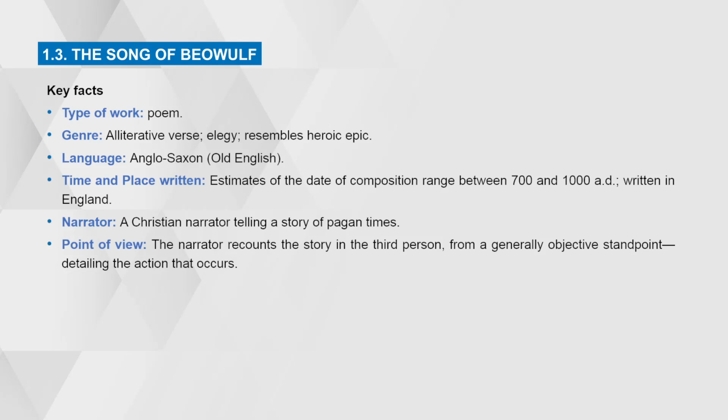What about the time and place? The poem was written... Estimates of the date of the composition range between 700 and 1000 AD, written in England. A Christian narrator telling a story of pagan times. Now, let's discuss the point of view. The narrator recounts the story in the third person from a generally objective standpoint, detailing the action that occurs.